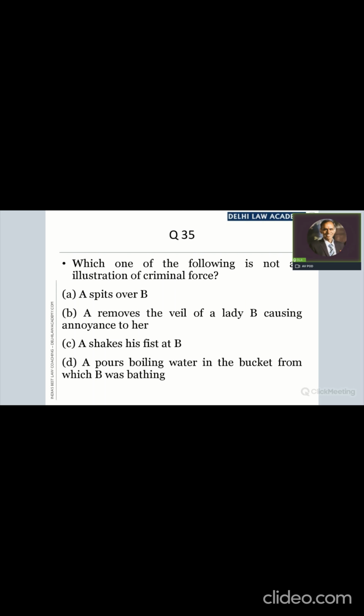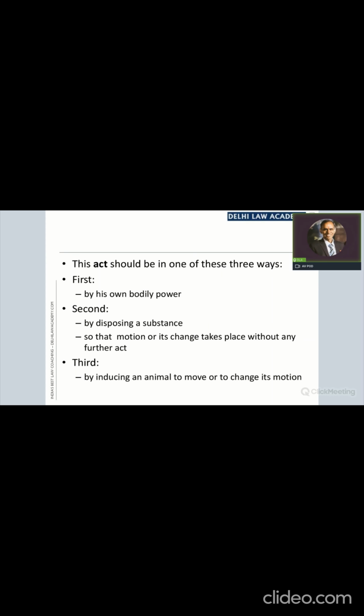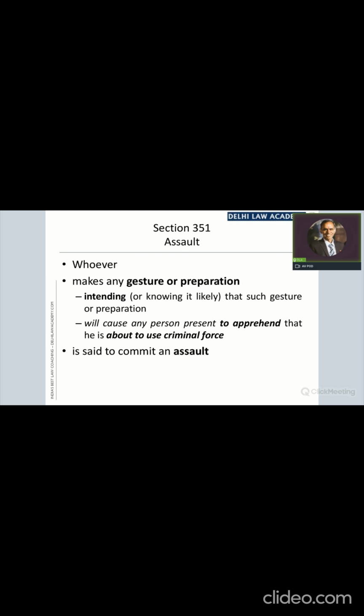In option A, B and D, at least there is use of force. In option C, there is no use of force, and when there is no use of force, there cannot be any use of criminal force either. We will say therefore that option C is the correct option. In fact, A shaking his fist at B, this is an offense, and this offense is defined in section 351. This is assault.